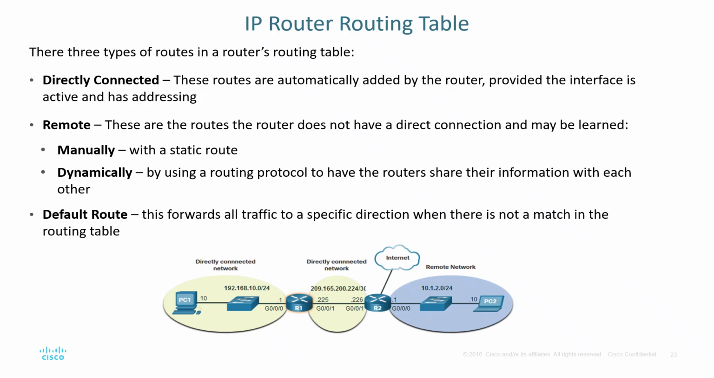Next, we have remote networks. These are the routes the router does not have a direct connection to and may be learned either manually by us creating a static route that would point to each one of these 3 networks, or dynamically using a routing protocol. Lastly is a default route. This forwards all traffic to a specific direction when there is not a match in the routing table. We will talk about all of these later, but let me give you a brief synopsis of what they're talking about here.